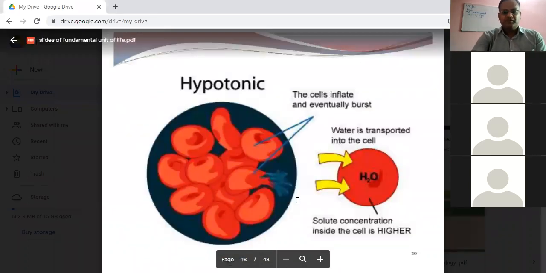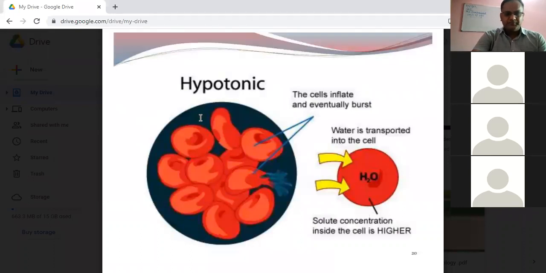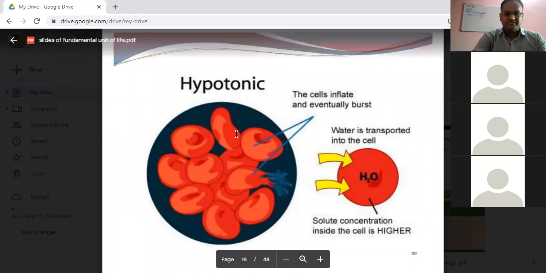Here, students, you can see the blue colored part is the external medium, and the red one is the cell. The cell inflates and eventually bursts. Water is transported into the cell. Why is this happening? Now, let me highlight it.